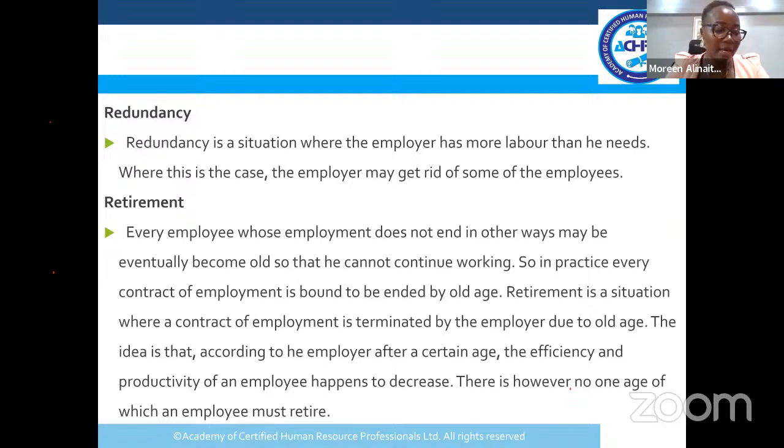So another thing that can cause a contract of employment to end is redundancy. Redundancy is a situation where the employer has more labor than he needs. Where this is the case, the employer may get rid of some employees. You know this thing called layoff. Oh, the government has laid off its workers. You know, those days, it was very bad. They would wake up in the morning and then they say, we have laid off 500 workers. What are they supposed to do? We no longer need them.